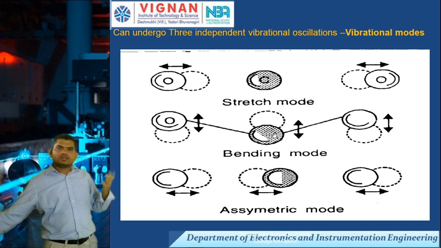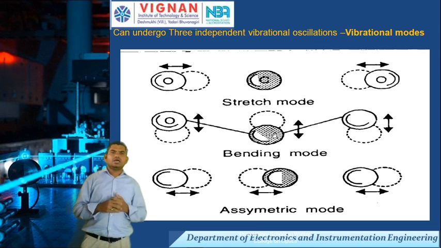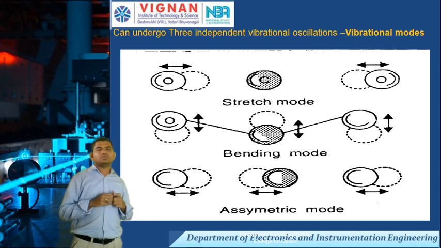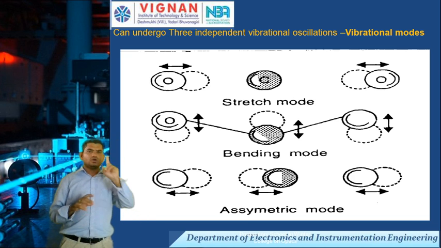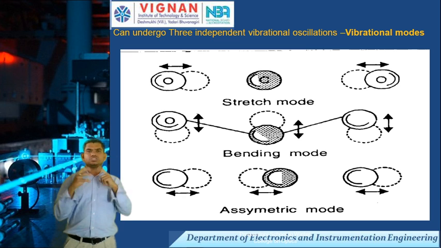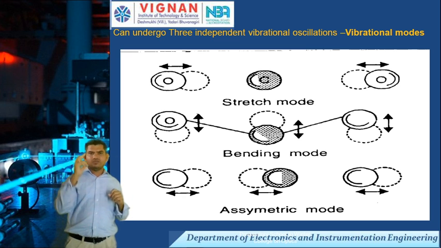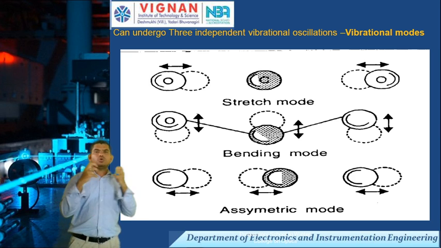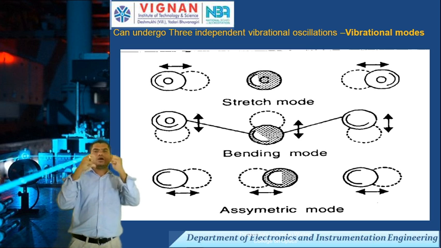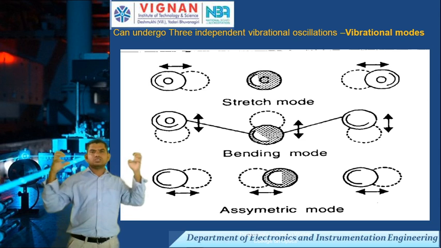Now, the carbon dioxide molecule can undergo three independent vibrations, or oscillations. What are these vibration modes? The first is the stretching mode, also called the symmetrical mode. The second is the bending mode, and the third is the asymmetrical mode. In the stretching mode, how the carbon and oxygen atoms are moving.